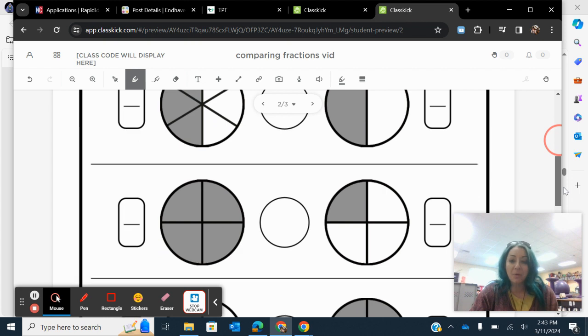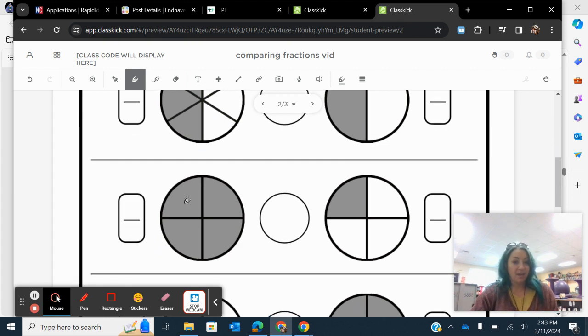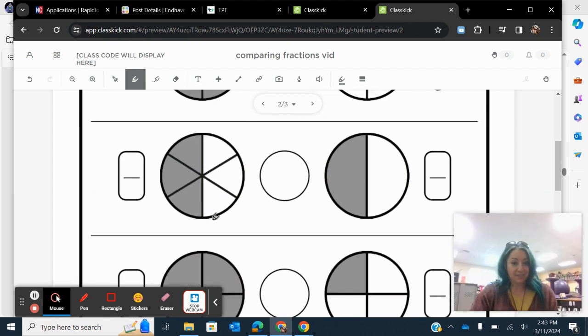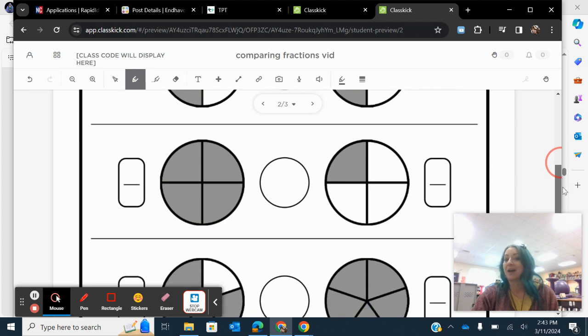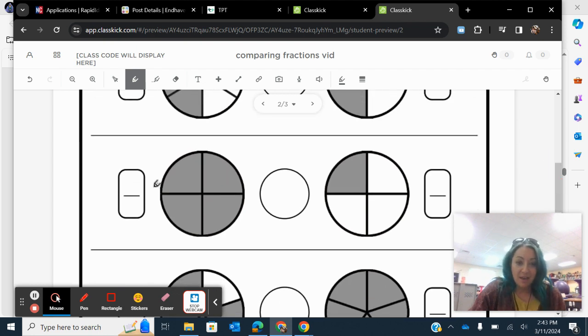Let's do one more just to make sure we got it, okay? We're going to skip this one because if you look at these, it's not the same denominator, but it is comparing equivalent fractions. Maybe we'll come to that one another day. All right, so looking at this one over here. So let me check my denominator. 1, 2, 3, 4. This has a denominator of 4. Let's check this one. 1, 2, 3, 4. Also denominator 4.